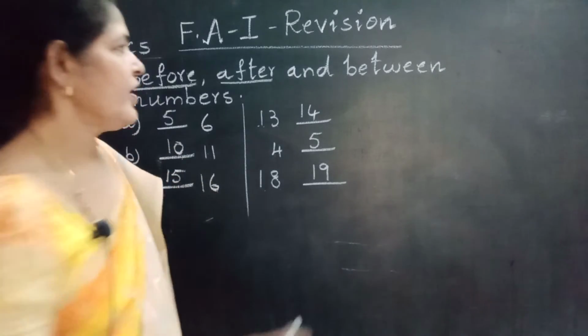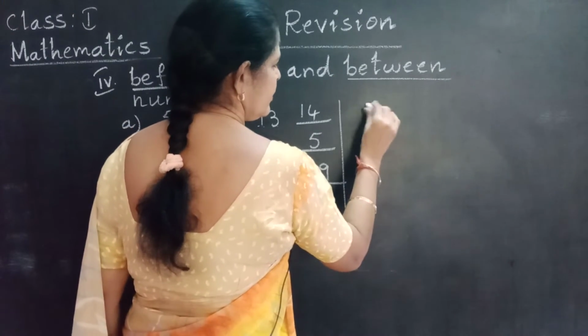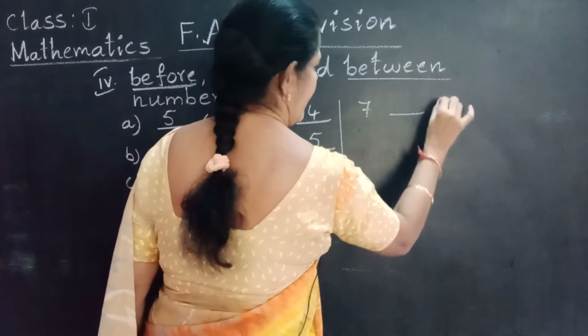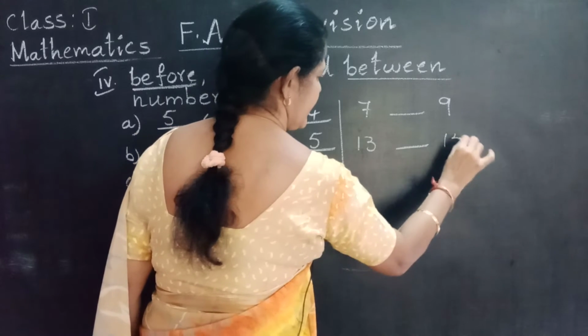Now third one goes to between. Between 7 and 9. 13 and 15.